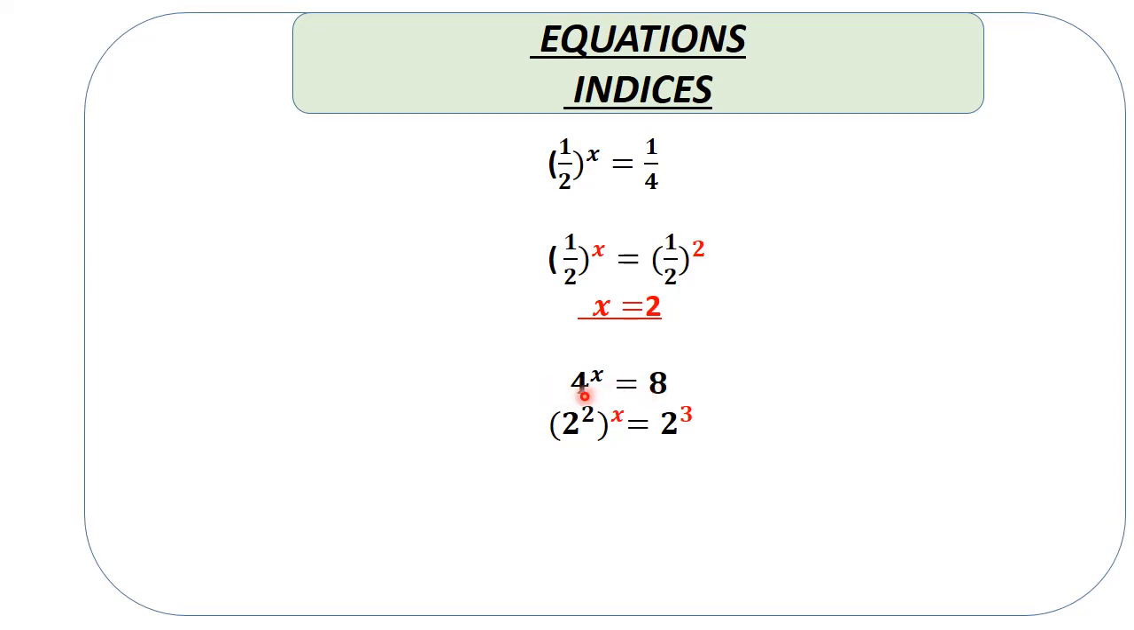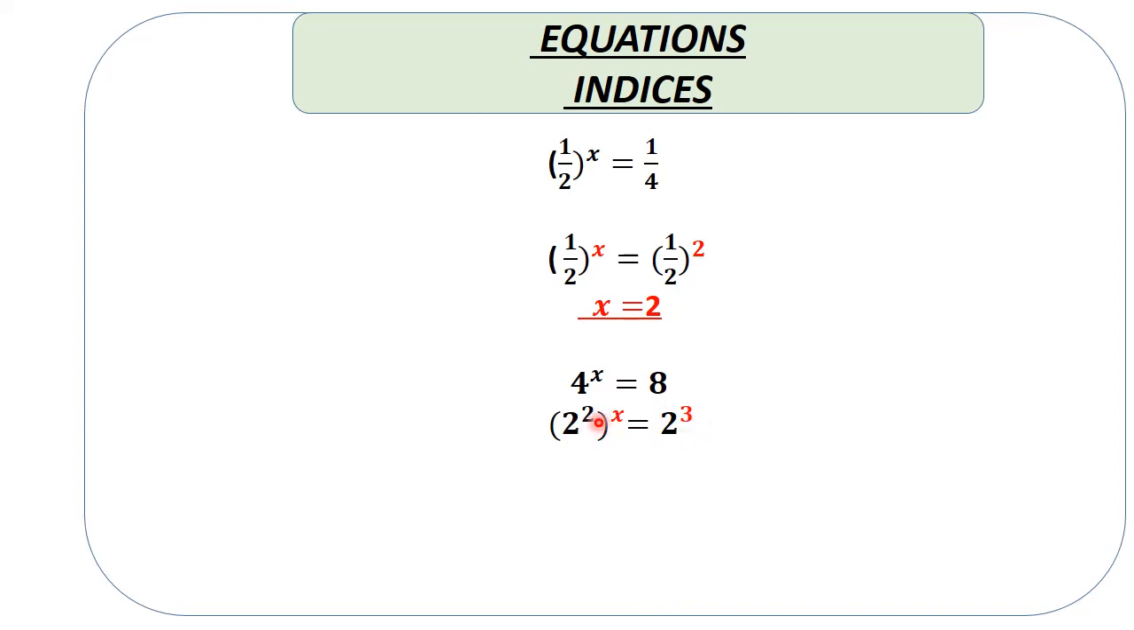If you cannot write this number to have this base, then what you can do is look for another base in which both of these numbers can be written. So 4 can be written as 2 to the power 2, and 8 can be written as 2 to the power 3, meaning that the bases are the same. Therefore 4 can be written as 2 to the power 2 in brackets, because we've got another power x outside, and 8 can be written as 2 to the power 3.